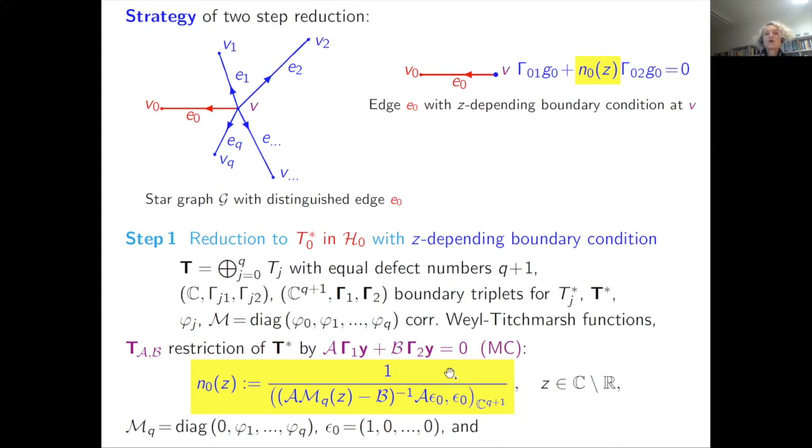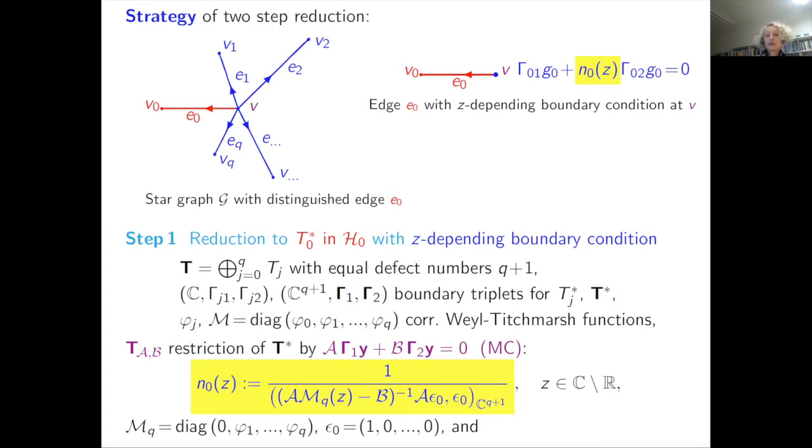Now we do the following. We have a quotient 1 over a number, depending on z, so a function of z, which appears as follows. So we take a scalar product in C^(q+1), namely of the following objects. We multiply A with not the full diagonal Weyl-Titchmarsh function, but we replace the first phi 0 by 0. So this is M_q, where we only take phi 1 up to phi q. So then we multiply this. This is a function of z. We subtract B. Then we show this is invertible. We take the inverse, apply it again to A, and then to the vector E0, which has just a 1 in the first component, and then take the scalar product again with E0, or epsilon 0. So that's the definition of this function.